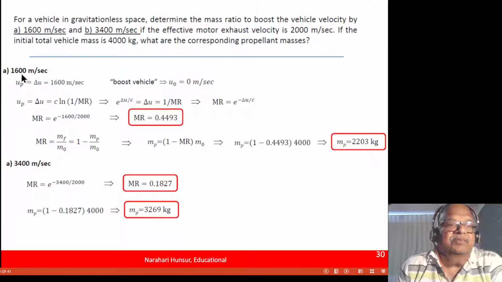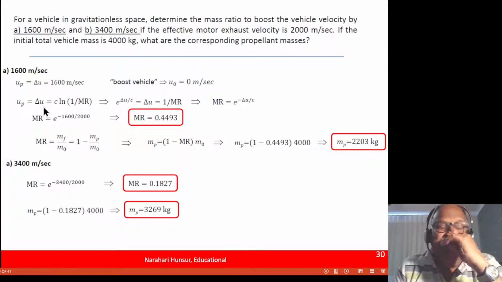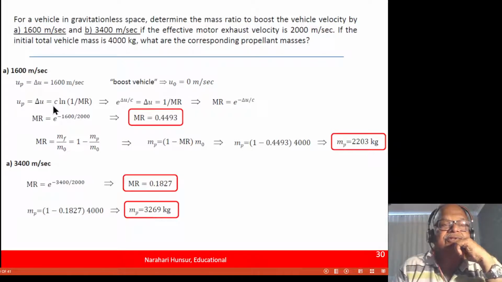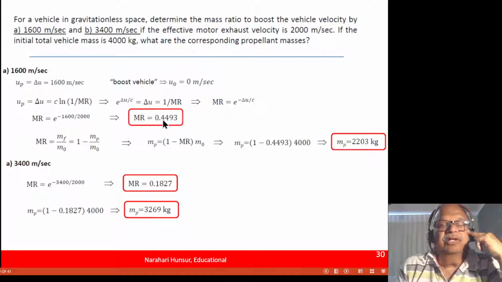Now let's look at option A here. Delta U is 1600 meters per second, and the initial velocity is zero. The simplest equation is delta U equals C, the exhaust velocity, into ln of 1 over MR, the mass ratio. From that, you can work out that the mass ratio turns out to be about 0.4493. That's 1600 by 2000, e to the power minus that. If you take that, you will get it.